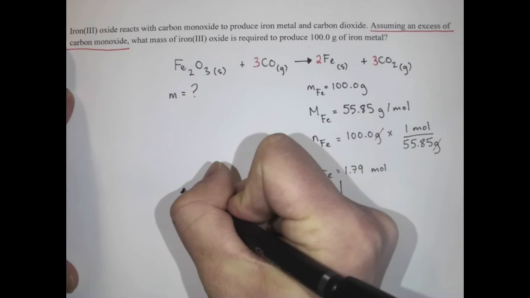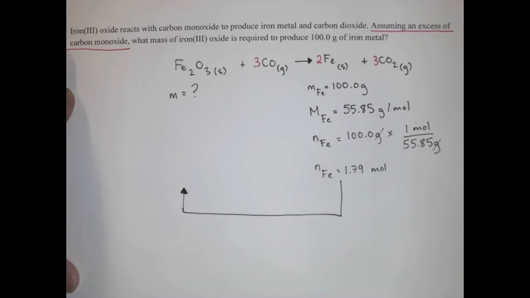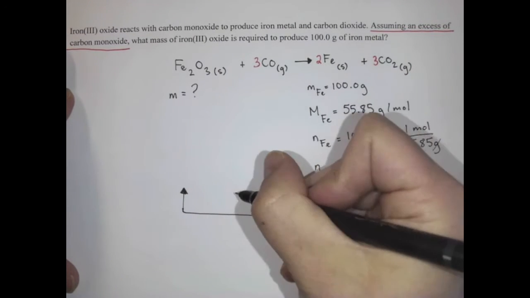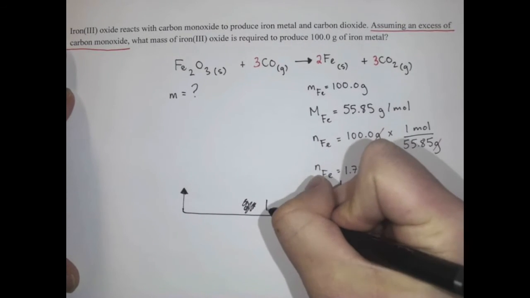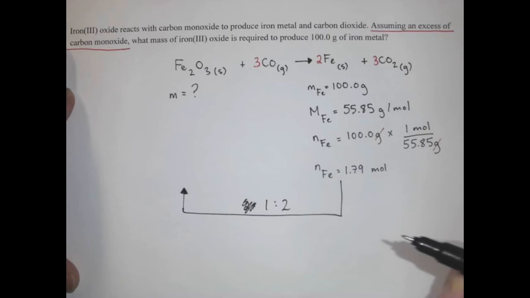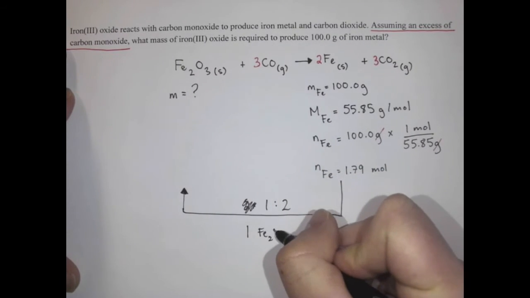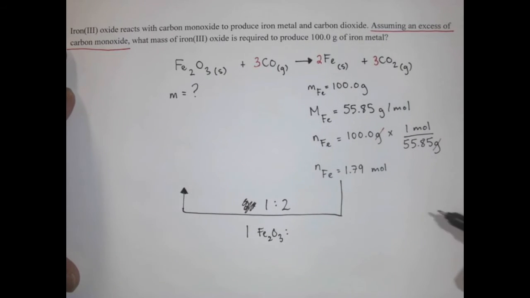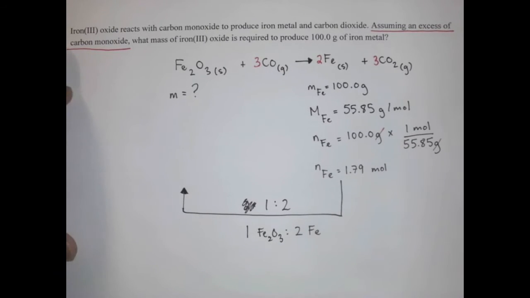So to convert between moles of iron and moles of iron 3 oxide, we need to apply the mole ratio. And the mole ratio is, I wrote it the wrong way, it's a 1:2 ratio. So that means there's 1 iron 3 oxide required for every 2 moles of iron. So 1 mole of iron 3 oxide is required to make 2 moles of iron.